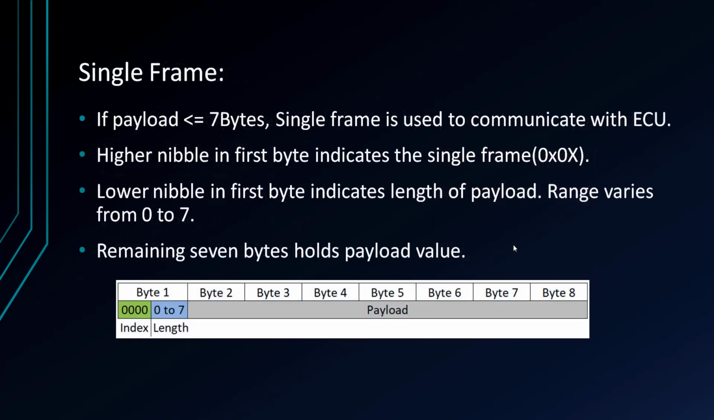Okay, first we're going to see the single frame. A single frame is used if the data to be transferred is less than or equal to 7 bytes. We need to start with the index 0 in the higher nibble of byte 1. In the lower nibble, we need to specify the length of the data we are going to transfer, 0 to 7 is possible here. The data goes in the remaining CAN frame buffer. So only 7 bytes or less is possible here.